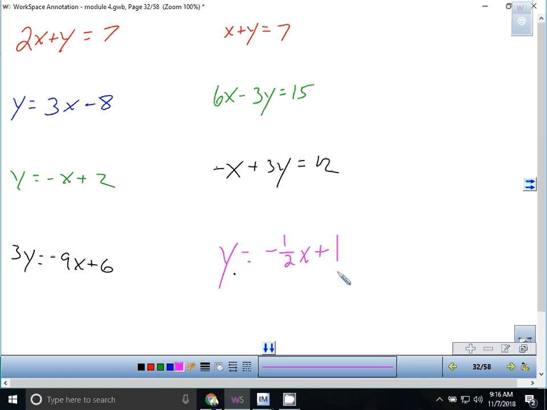Alright, so what we want to do is figure out which ones are parallel to each other and which ones are perpendicular to each other. Okay, we want to figure out, are any of them parallel to each other? Yes. And are any of them perpendicular to each other?